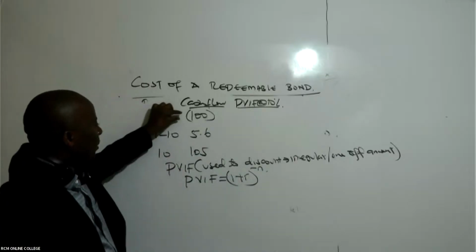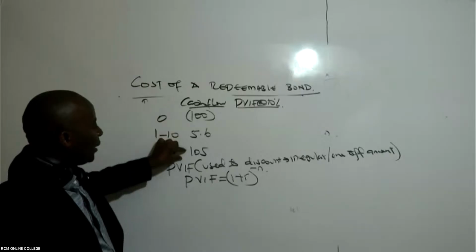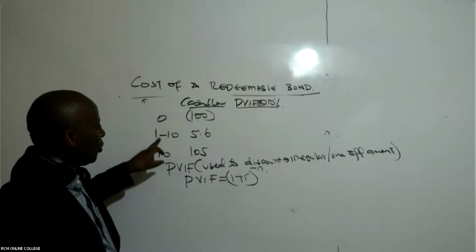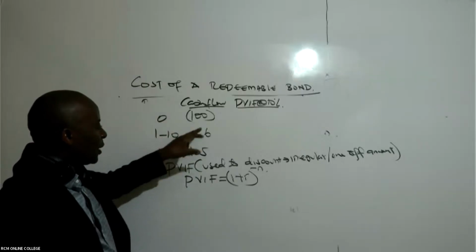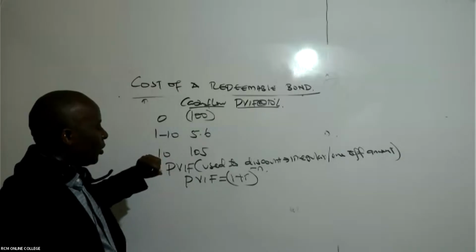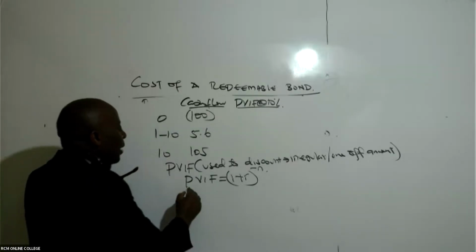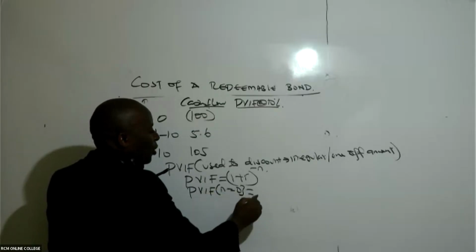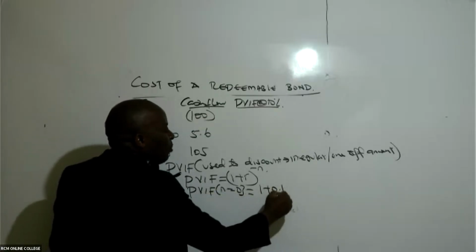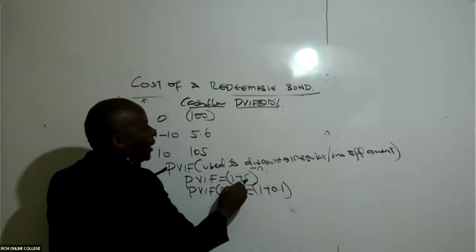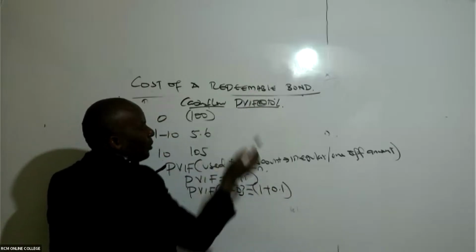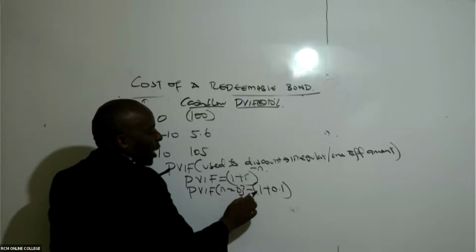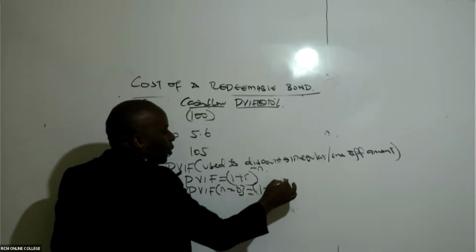And there are 2 lump sum amounts. We have this one and this one, 2 of them. These are series, many, 5.6 every year for 10 years. So what I will do, I will calculate PVIF when N is 0. This will be 1 plus 0.1 because my required return, which is the cost of capital, is 10%, raised to negative N.